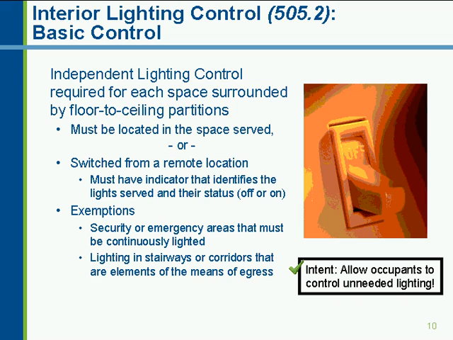However, you can have a control switch from a remote location if there's a need for that, but then it has an additional requirement to have an indicator that identifies the lights that are served. It could be just simply a listing, and some indication of status, usually a pilot light indicating whether those lights are on or off. And there are some exceptions to this control requirement. Security or emergency areas that must be continuously lighted are, of course, exempted for obvious reasons. Lighting in stairways and corridors that are elements of the means of egress are also exempted from this requirement.